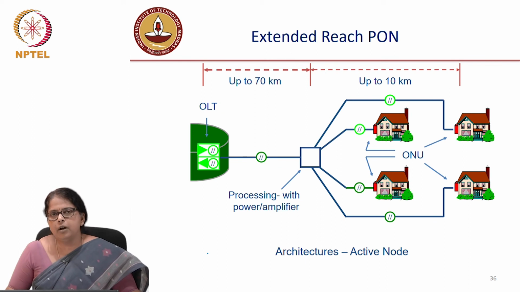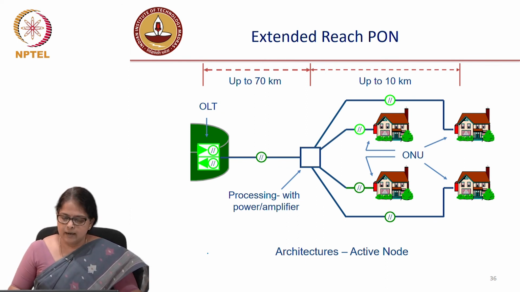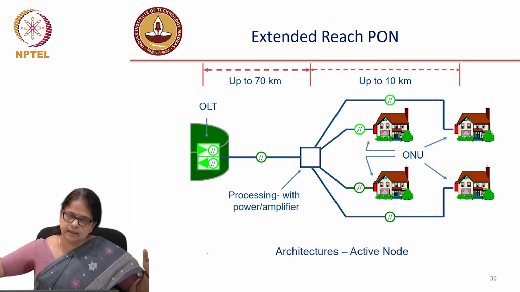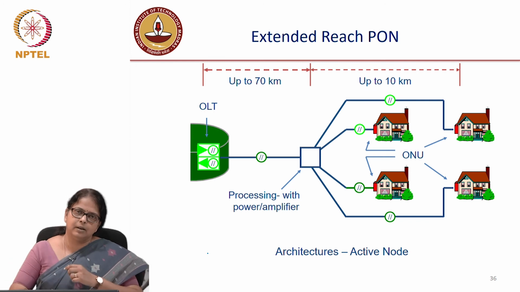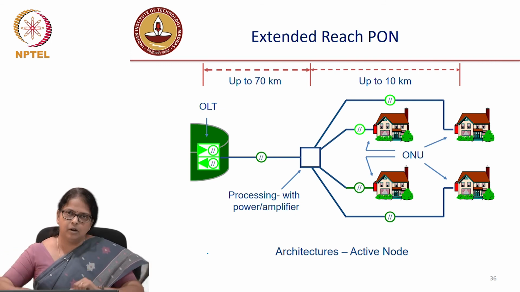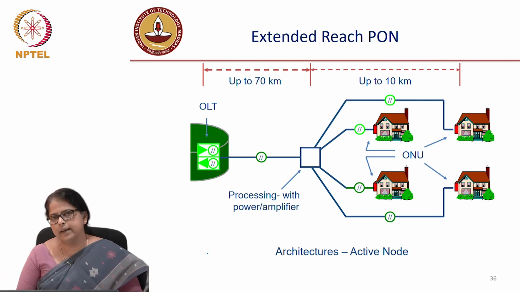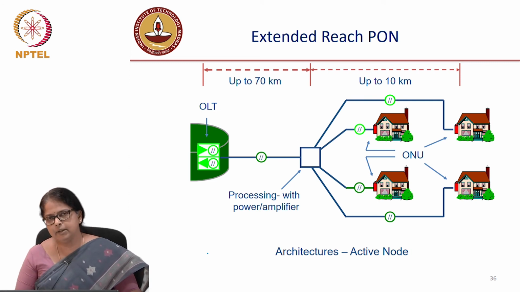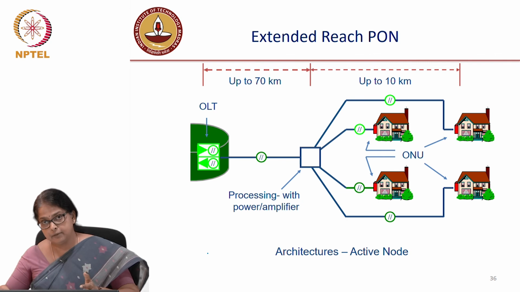There is also an evolving technology called extended reach PON, where you are trying to increase the distance. This is specifically for sparsely populated areas, or where the access network to the central office is slightly longer. So you can go all the way up to 70 kilometers with the fiber, and because it is 70 kilometers, there is a significant fiber attenuation.